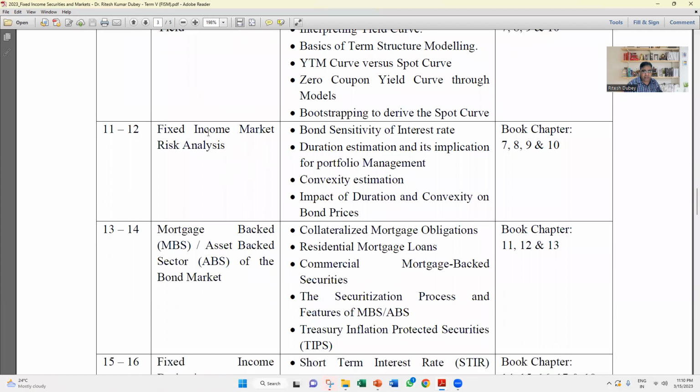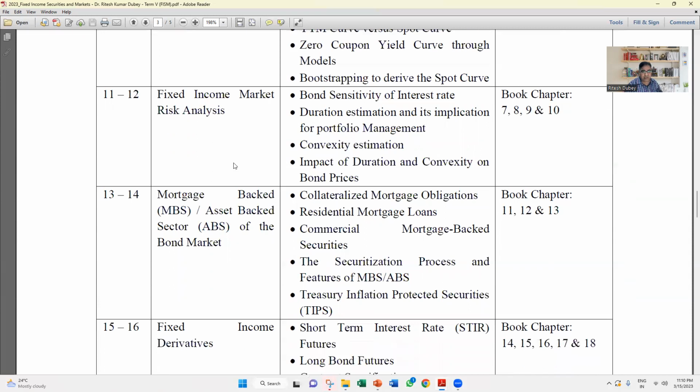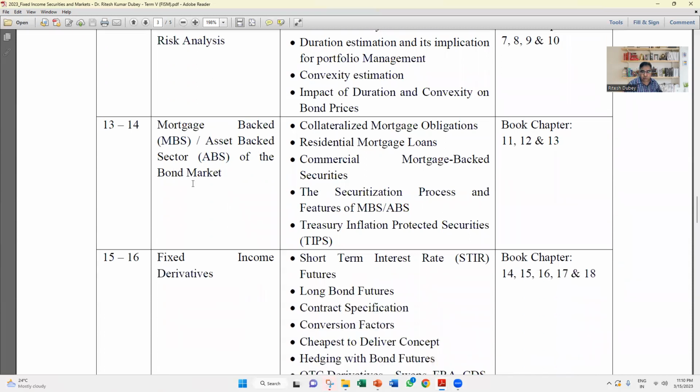Then we will look at fixed income market risk analysis. We will cover the risk aspect of the fixed income securities that we have. We will look at a more detailed analysis of certain fixed income securities, which are asset backed or mortgage backed securities.